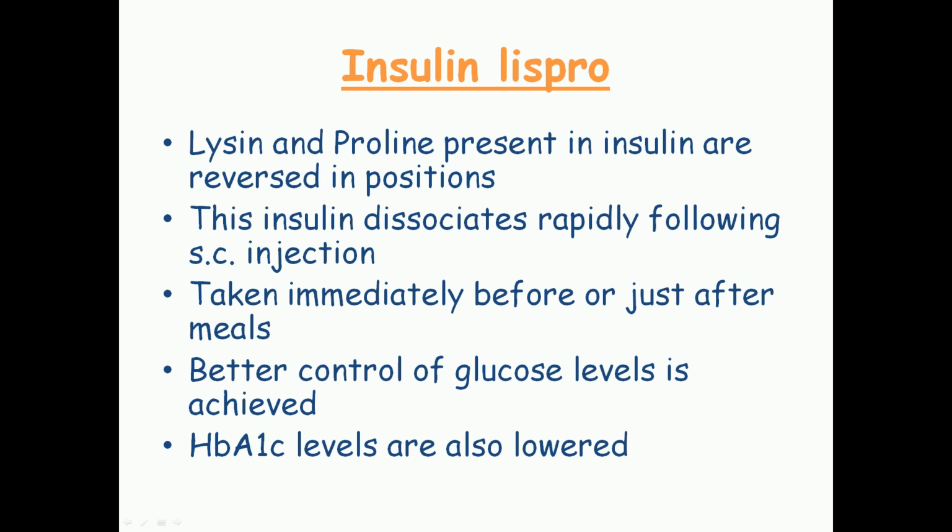This insulin dissociates rapidly following subcutaneous injection as compared to the regular insulin or intermediate acting insulin or long acting insulin. So they dissociate rapidly, which means their action is exerted immediately. So that's why this insulin is taken immediately before or just after the meals, so that the action will take place immediately after taking food. Better control of glucose levels is achieved using this kind of insulin, and it also lowers the glycated hemoglobin in the blood, which is known as HbA1c.